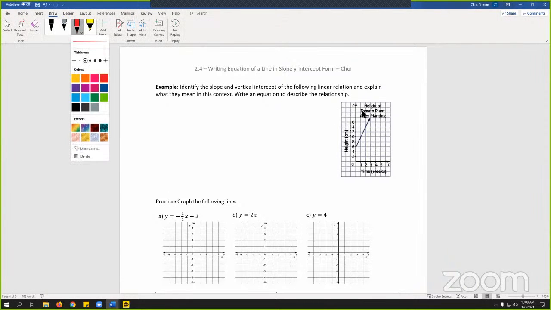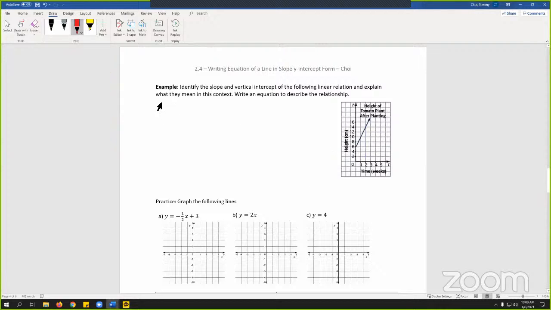So here, the graph title is height of a tomato plant after planting. We have the height and we have the time for the x-axis. So the first thing we want to do is identify the y-intercept. So the y-intercept here is 6, right?